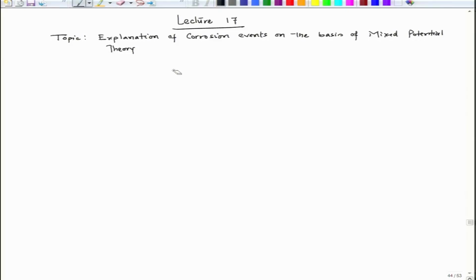Everyone. Today we will start our lecture 17 and it is the same topic, continuing explanation of corrosion events on the basis of mixed potential theory. We have discussed several situations, and in the last 15 and 16 lectures we talked about galvanic coupling between two active metals, and then we could see that one active metal corrodes heavily, the other active metal is protected.